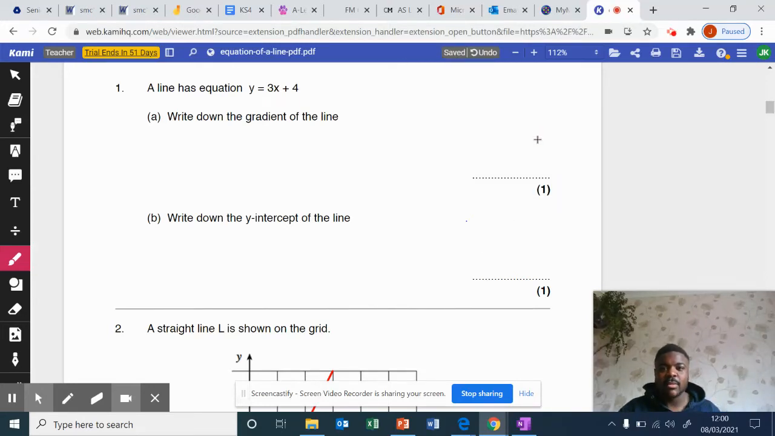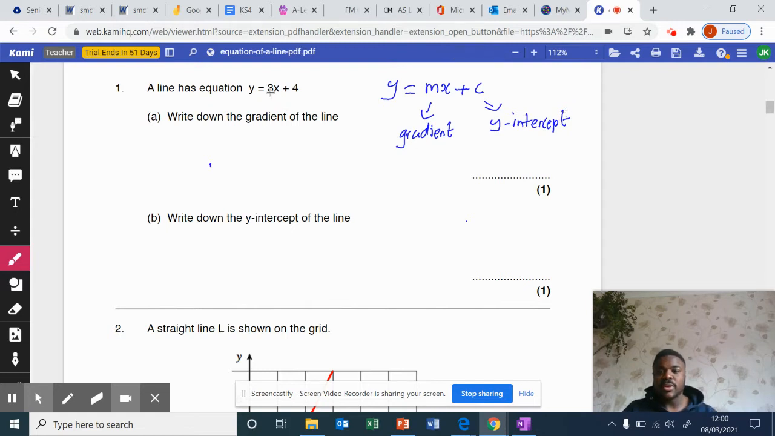I'm very excited to be here with you today, and we'll be answering these questions on straight lines. So the equation is of course y equals mx plus c, where m is the gradient and c is what we call the y-intercept.